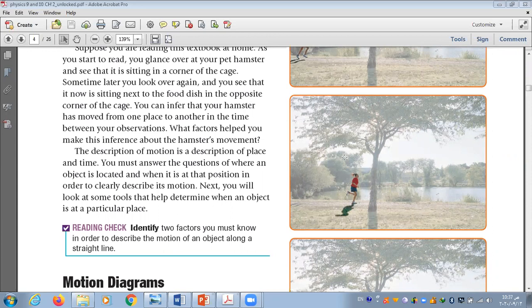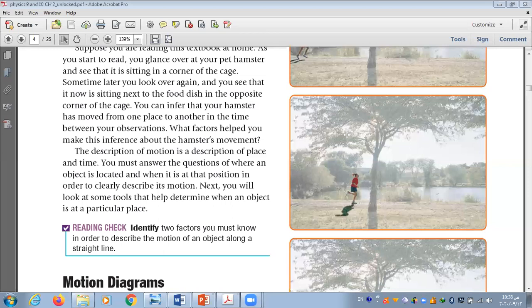Yes, Asim. What are the models we talked about that we can use to represent motion? Two diagrams, motion diagram and particle model. Excellent. Motion diagram and particle model. Thanks, Asim.